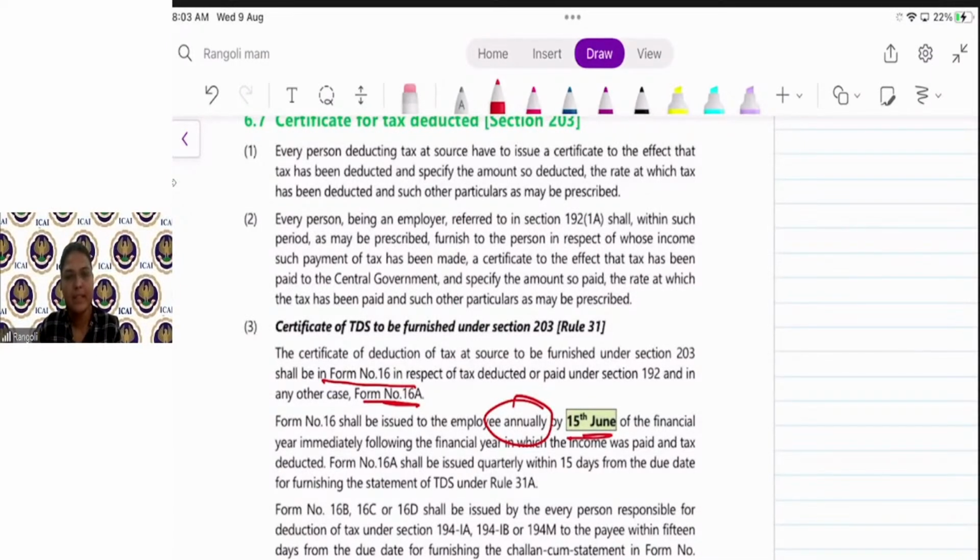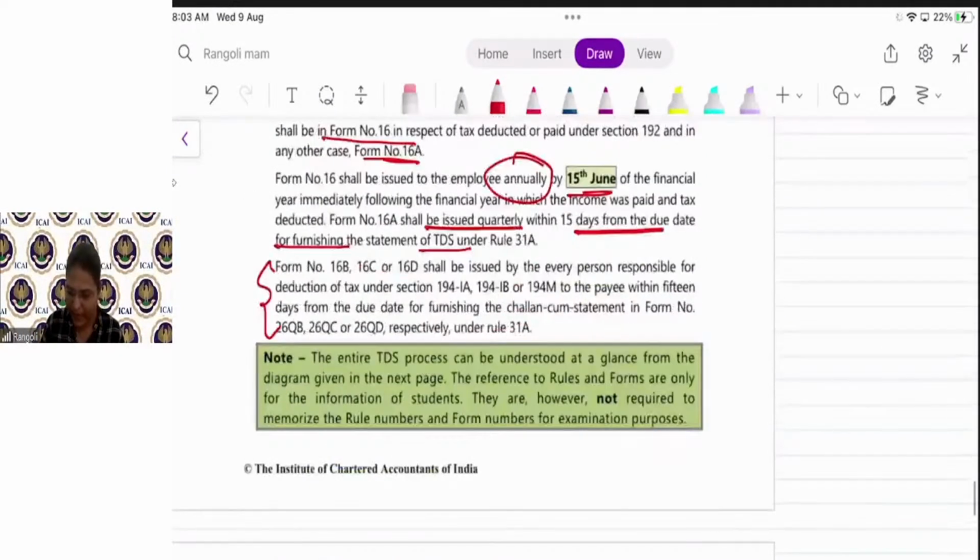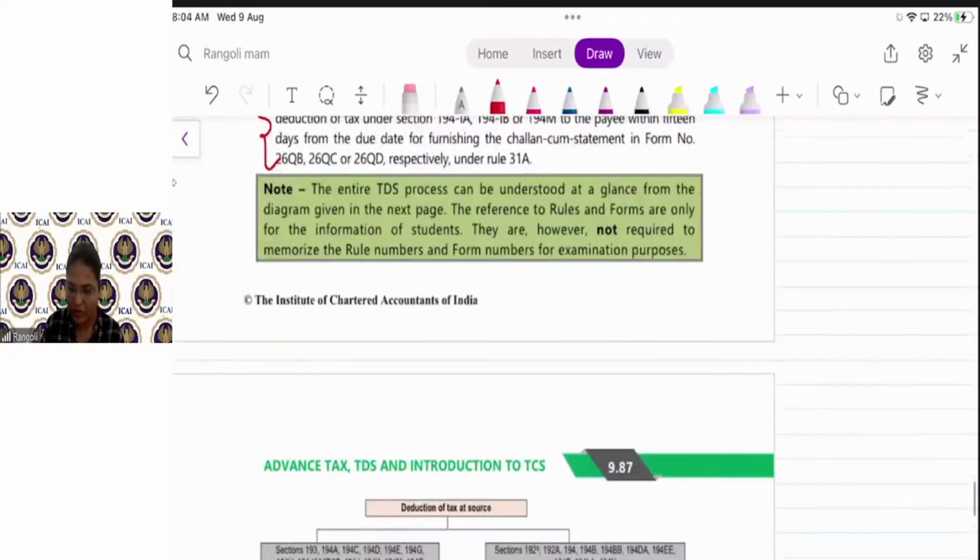And form number 16A should be issued quarterly by the payer within 15 days from the due date of furnishing the TDS statement. This we have already discussed so many times. The entire process of TDS return and forms is given, but you need not remember the rule number and form number for examination purposes.